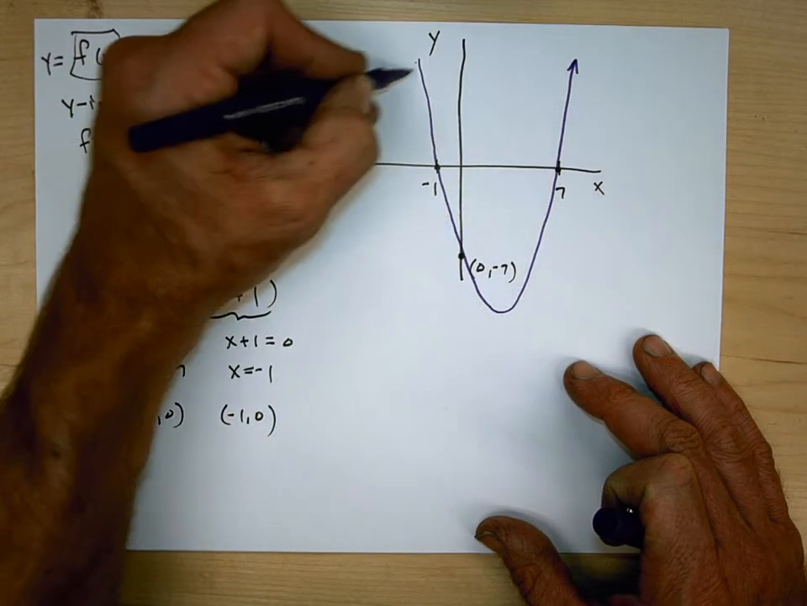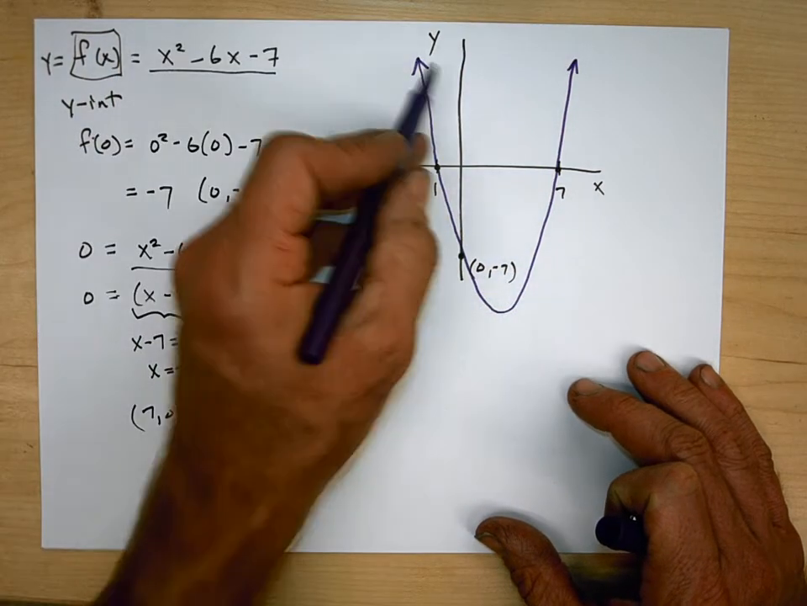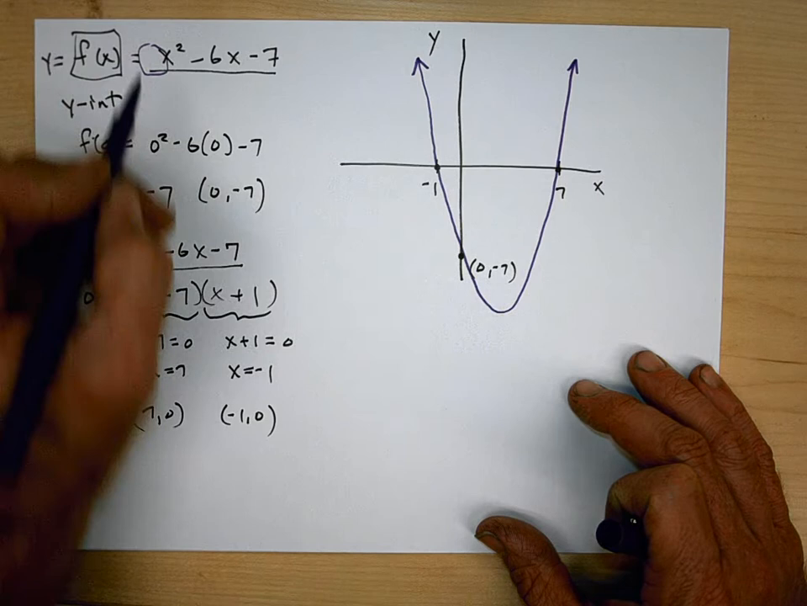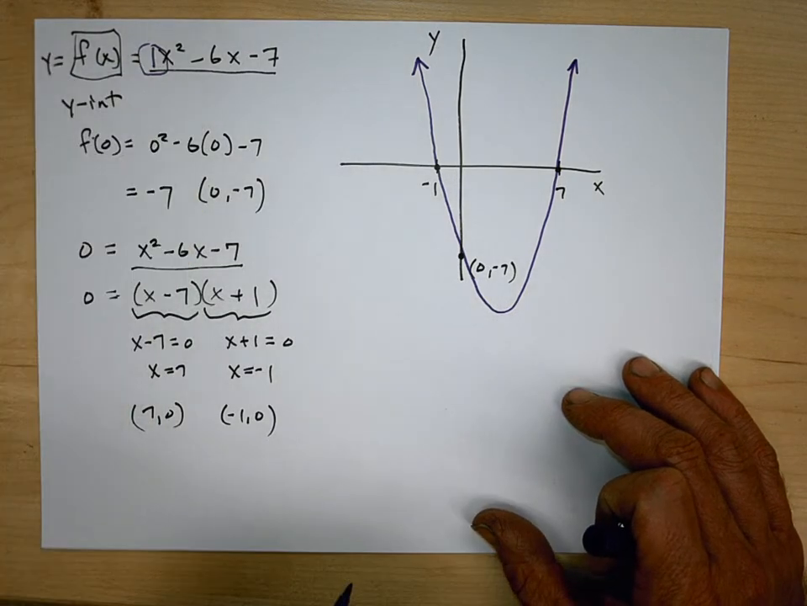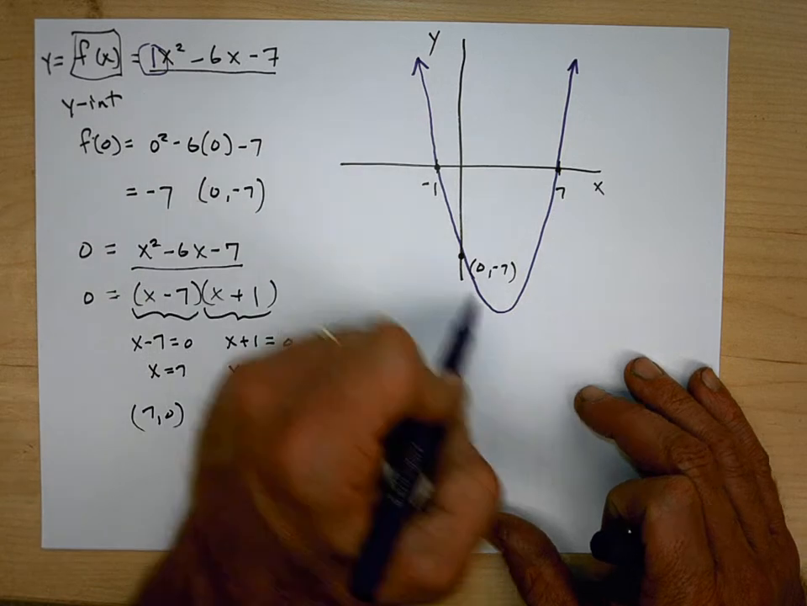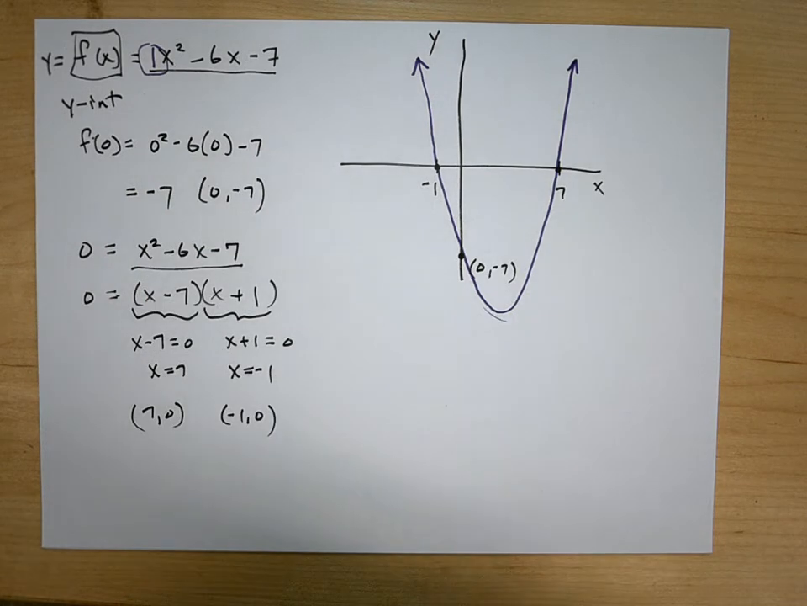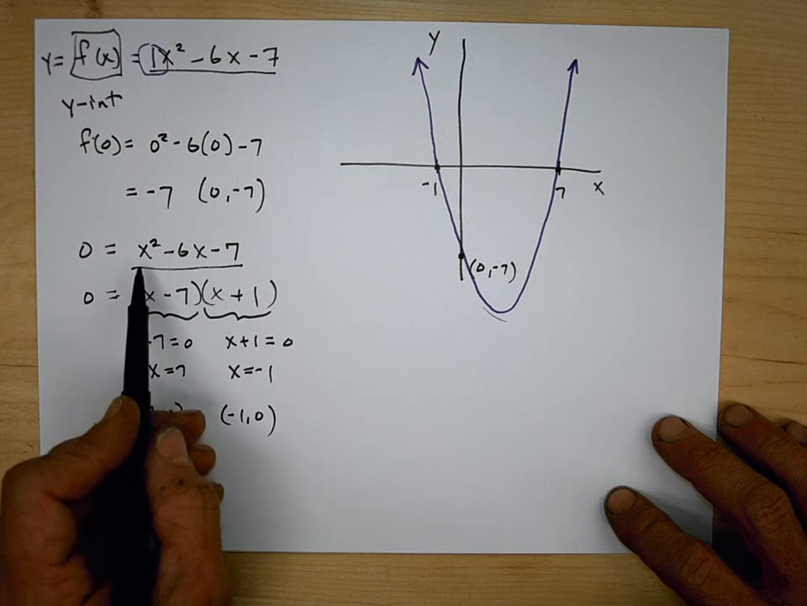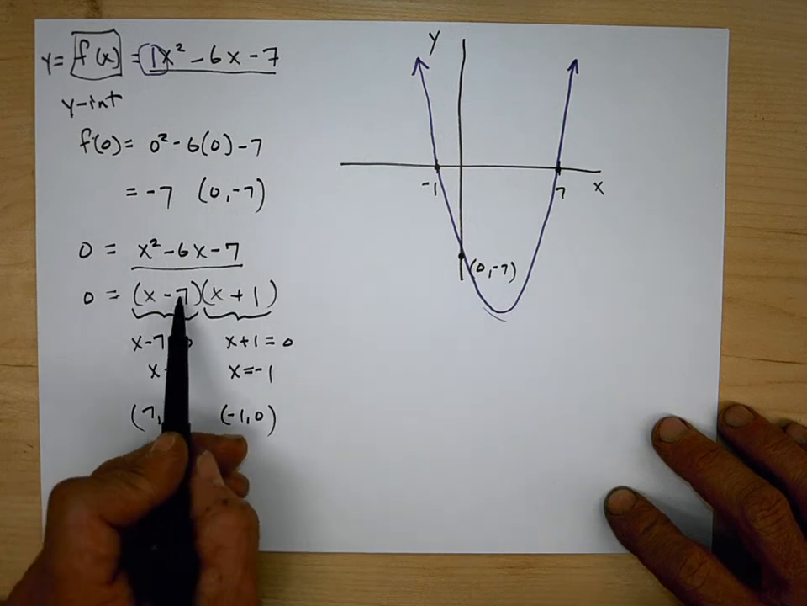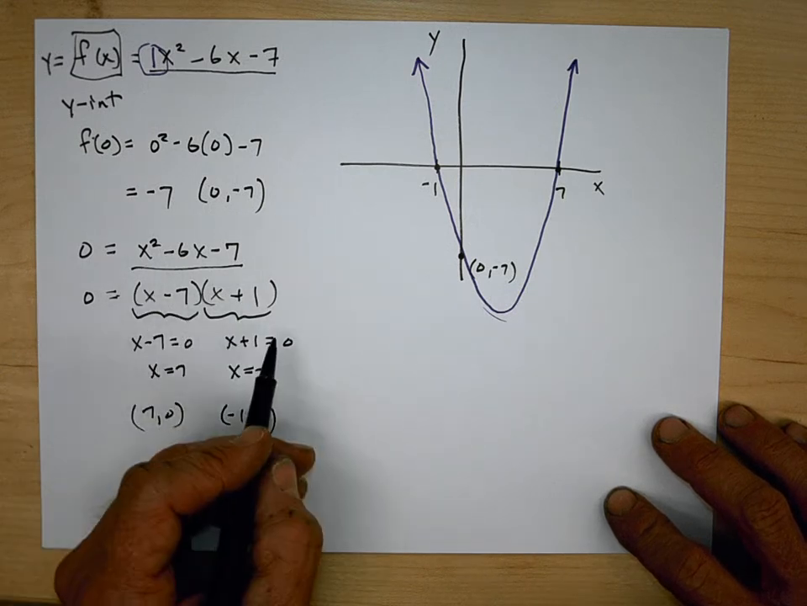All right. I also know that it opens upward because the coefficient of x squared, well, we don't usually write it, it's implied to be 1, but since it's positive, we know our parabola opens upward. The other thing I just want to quickly review is that in this case, it factored nicely into two integers or whole numbers.